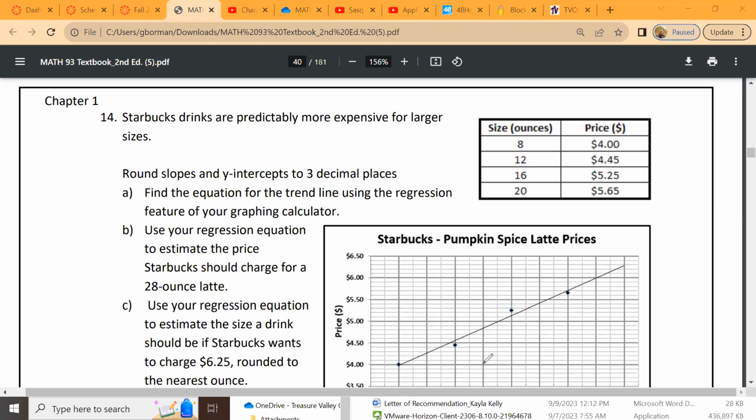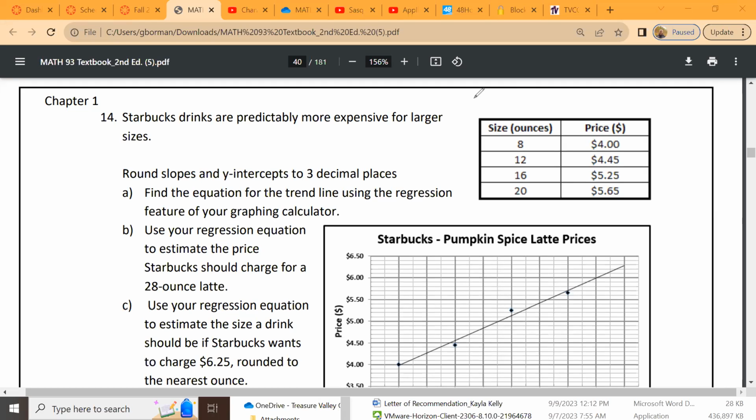And that's not always the case. The more you buy, usually the less you pay per ounce. And so oftentimes the points might have a pattern that's a bit more like this. And so instead of a straight line pattern, you have something like that. We'll take a look at that later on in the course.